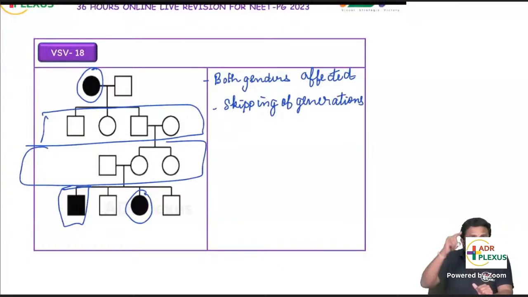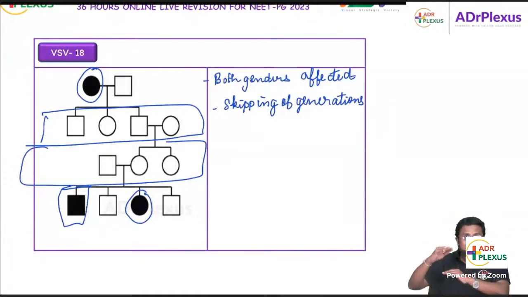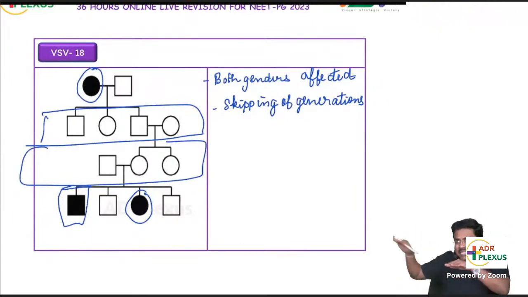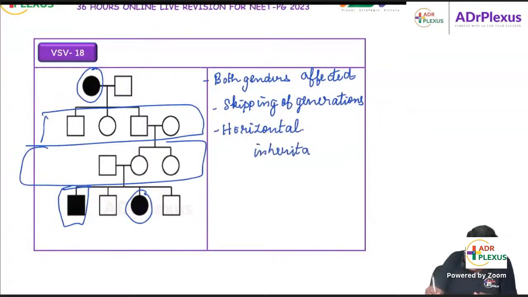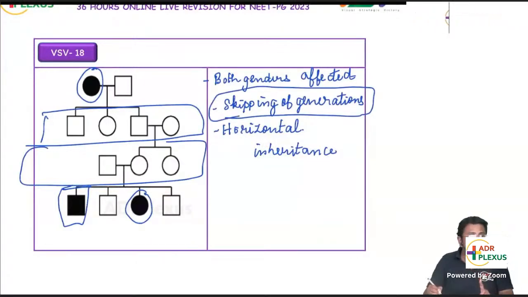And you can see this is not a vertical pattern. It is actually a horizontal pattern. That is, if you have an affected recessive person, there is another person with a recessive gene, that is horizontal. So this is horizontal inheritance. So the very classical clue is skipping of generation with a horizontal pattern.